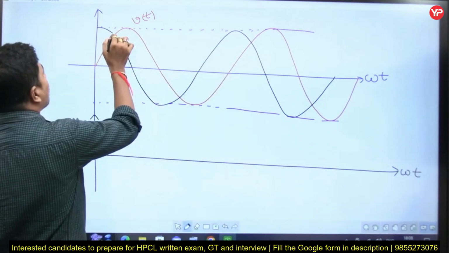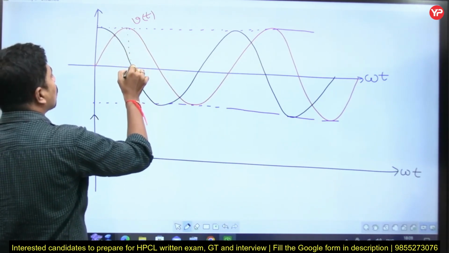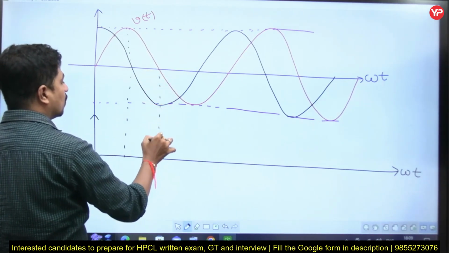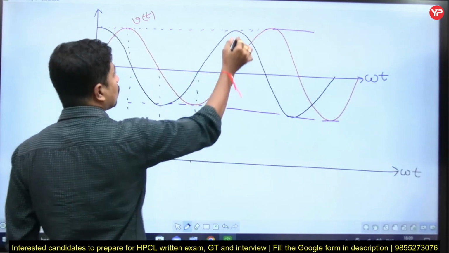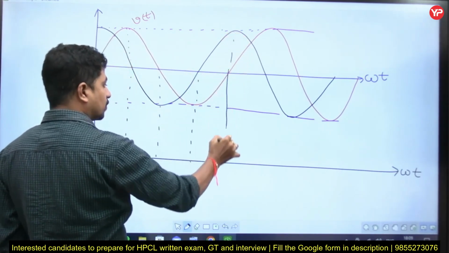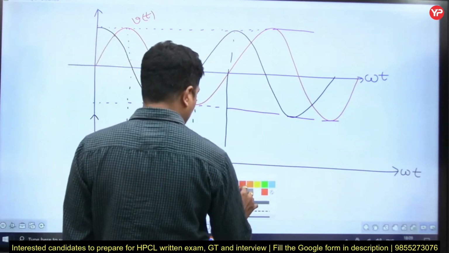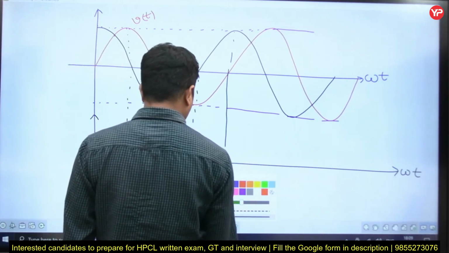See, I am dividing it this way. First quarter cycle is this one. Second quarter cycle. Third quarter cycle. Fourth quarter cycle means 1 full cycle, right? Observe it, I am plotting it.